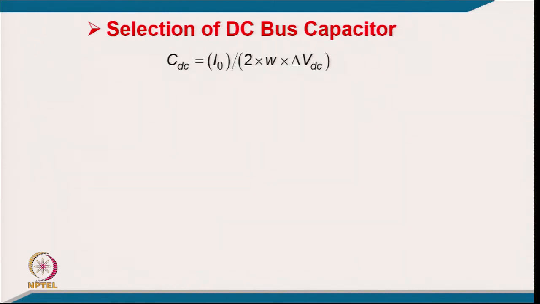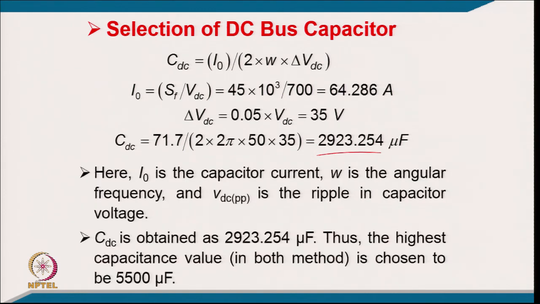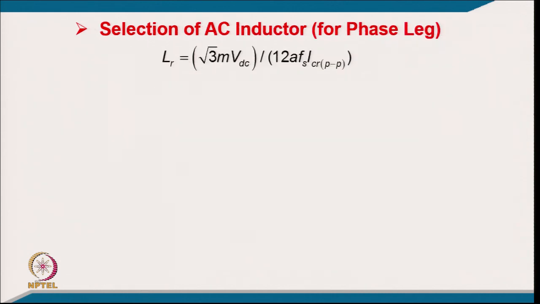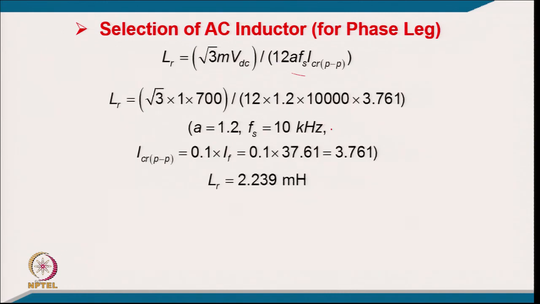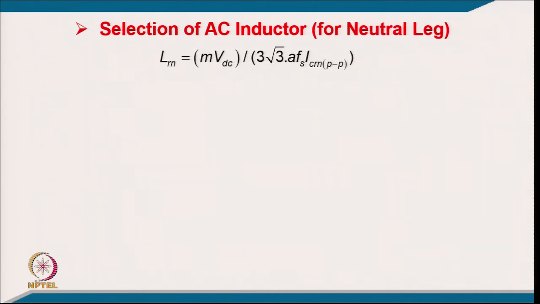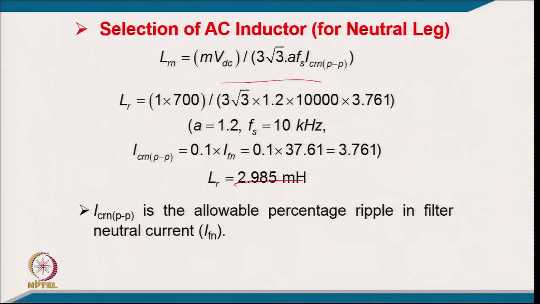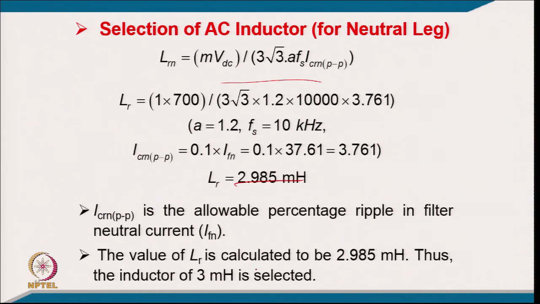And the DC link capacitor, another relation corresponding to second harmonics, comes typically 2923, which is much lower than the previous value. So, we select only 5500, which is required for energy balance. And the interfacing inductance, from this relation we can put the value and we get 2.239, and we select typically around 2.5 millihenry inductance. And the fourth leg, that is the neutral, this is the formula for that, and putting the value we get 2.985 millihenry for the neutral conductor. So, the ripple current is allowed in the ripple neutral current, and this is calculated like this. So, we select 3 millihenry corresponding to that.